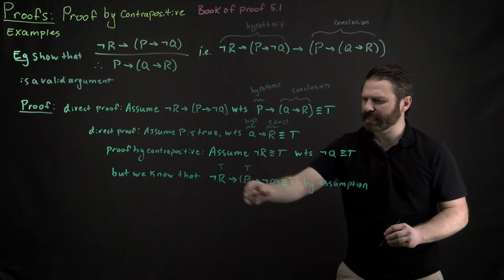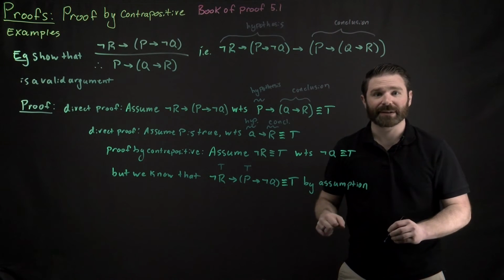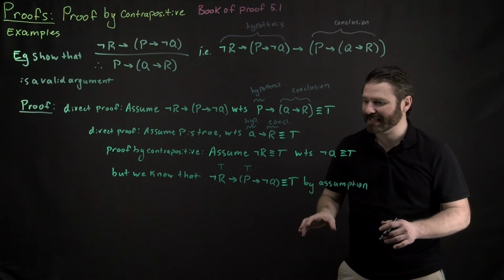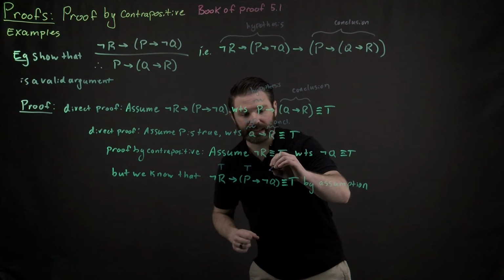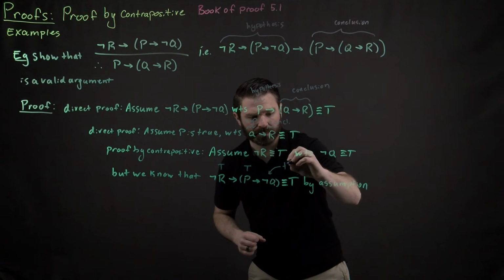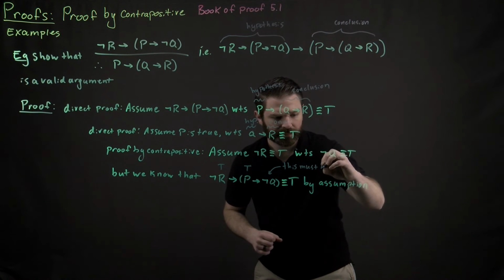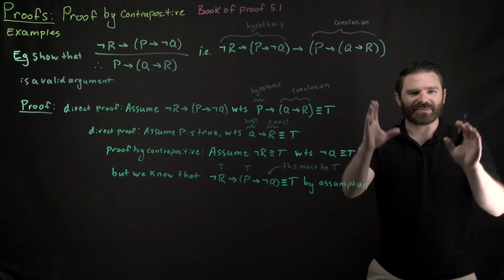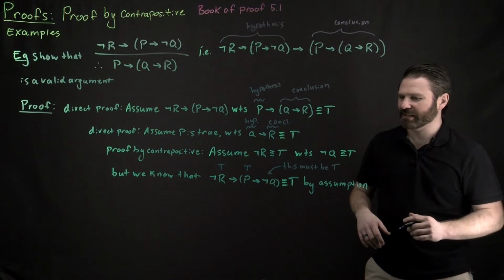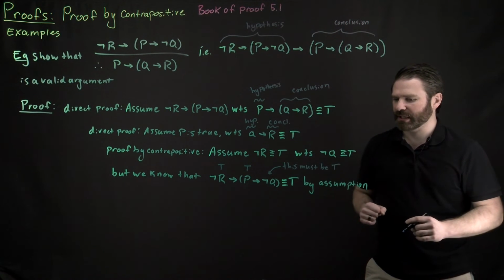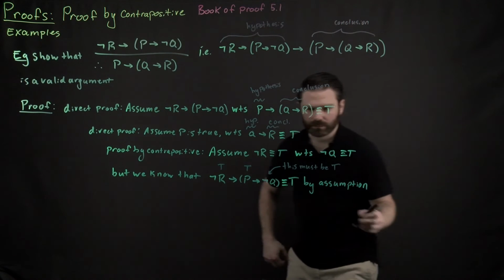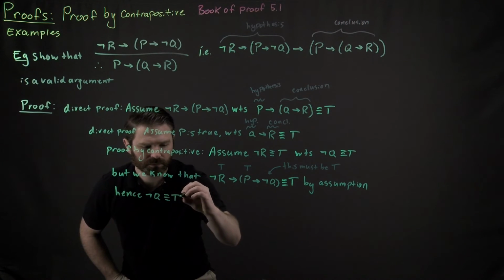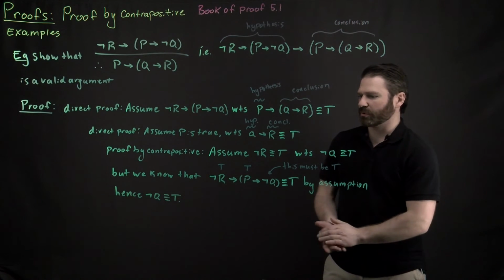So the only way that this thing is going to be able to be true, and you can write down a truth table and try all the values of P, Q, and R to verify that this is the case, is that this must be true. Since I'm running out of room, I won't be able to do that truth table on the side, but you can go ahead and do it and verify that yes, indeed, not Q must be true. Hence, not Q is true.